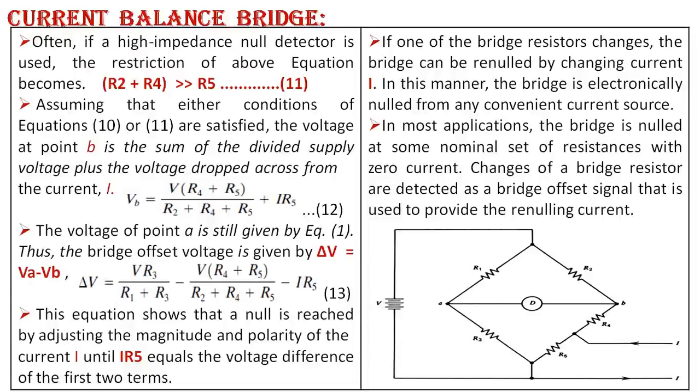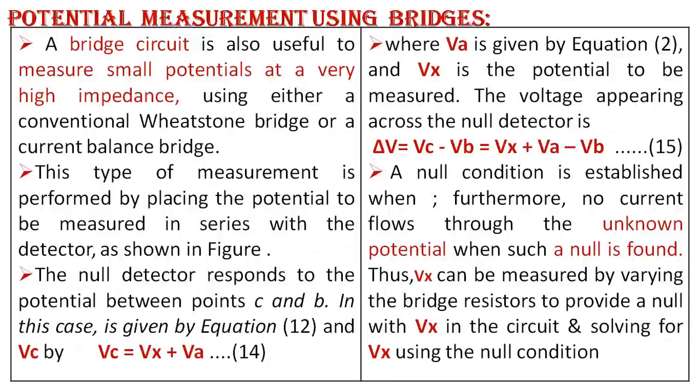If one of the bridge resistors changes, the bridge can be re-nulled by the change in current. In this manner, the bridge is electronically nulled from any convenient current source. In most applications, the bridge is nulled at some nominal set of resistors with zero current. Changes of a bridge resistor are detected as a bridge offset signal that is used to provide the re-nulling current.